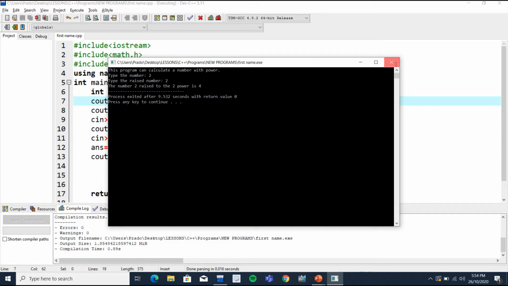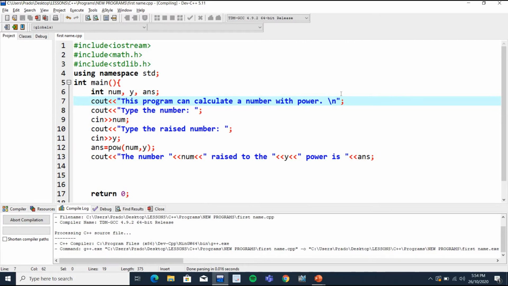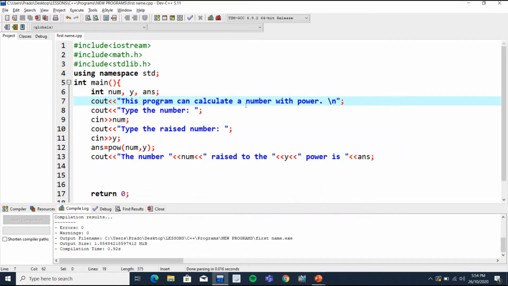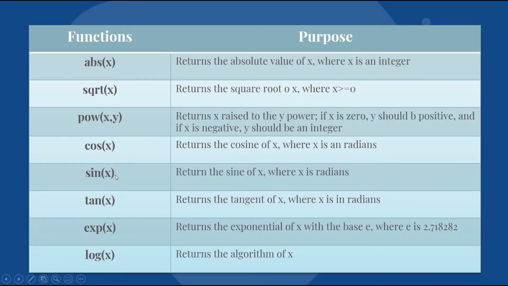So, ulitin po natin. Ulit tayo ng isa pa. For example, 6. And then, 6 din po yung power niya, or the raised number. So, the number 6 raised to the 6 power is 46,656. So, ito po yung gamit ng power. So, dito po sa may cosine, sine, tangent, and exponential, and the algorithm, hindi ko na po siya i-discuss ng isa-isa kasi the same lang din naman po yung gamit. So, ganito po yung gamit nila. The same sa absolute, square root, and power.